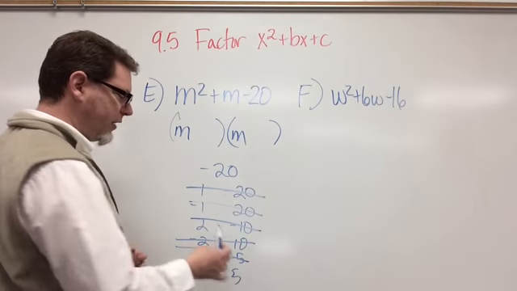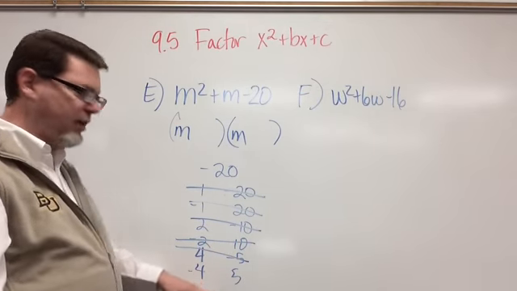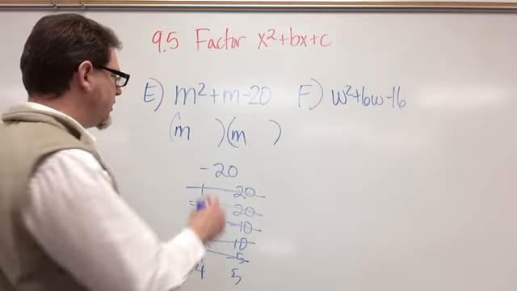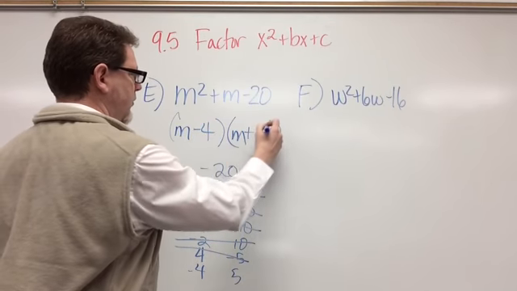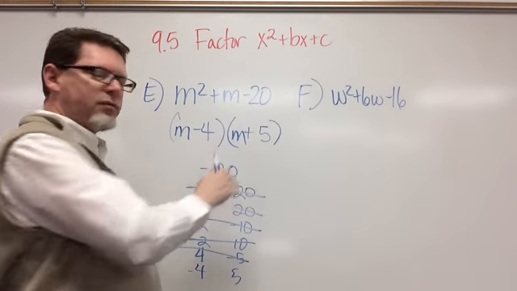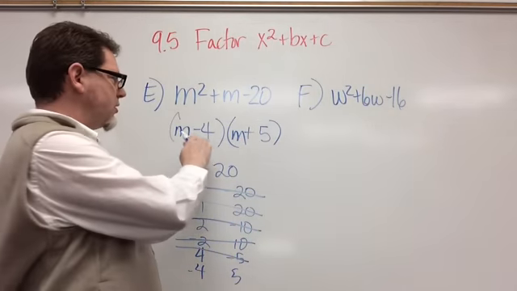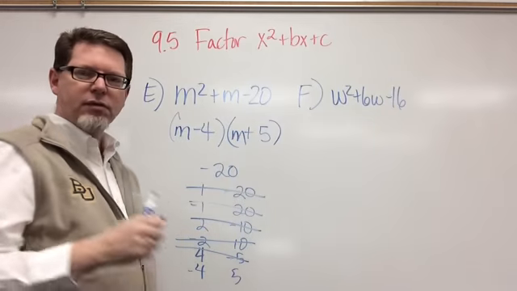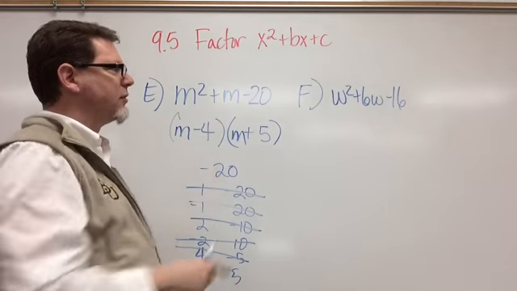And negative 4 plus 5 is positive 1. So I'm going to have a negative 4 and a positive 5. So m minus 4, m plus 5. Now, it doesn't matter. You could put m plus 5 first and m minus 4 second. Doesn't matter as long as you have m minus 4 and m plus 5. So let's look over at the next one.